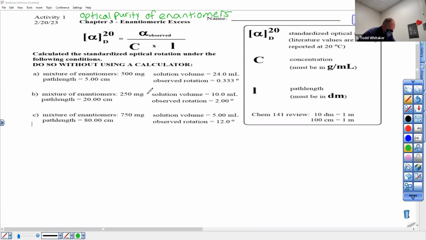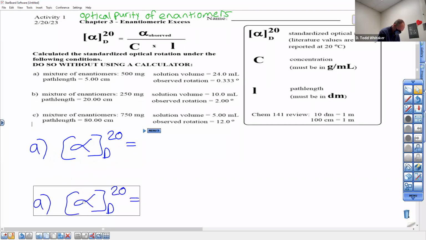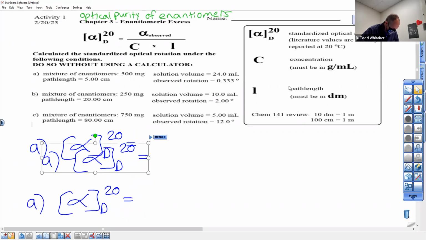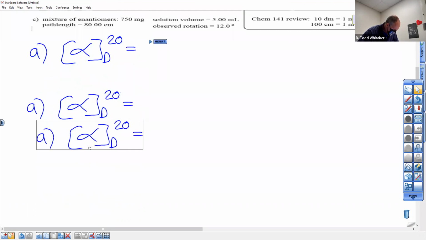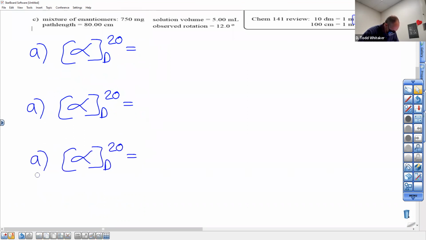Let's just do these. Every one of them, we're going to calculate alpha D20. And we need to know the alpha observed. I'm going to set up all three here. Too bad I have an A for all of them. Some of you still have an A on the third one. In fact, all of you, don't you? That's the danger of the copy paste, isn't it? So fix your third one.